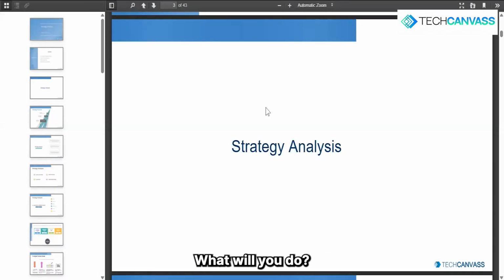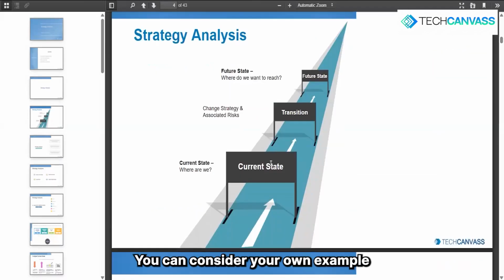What will you do? How will you move from your current state to your future state? You can consider your own example here. Right now you are not CCBA or CBAP certified. That's your current state. How will you achieve that future state? What transition states will you go through? What will be the risks involved in that? Do you need any extra capabilities? Those kind of things are all part of strategy analysis. So broadly put, when you start a new long-term project, you look at strategy analysis first.